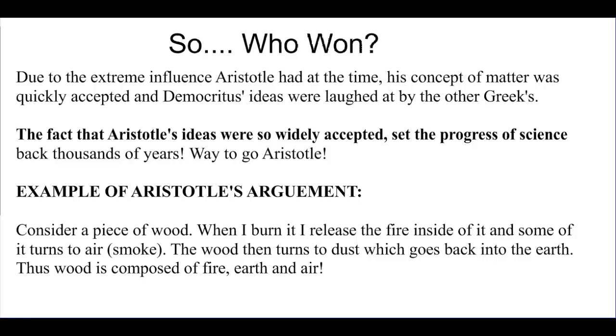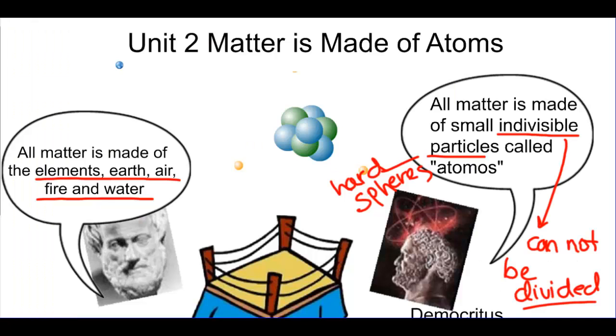And so, due to the fact that Aristotle was more widely accepted, he had a better political opinion, nobody really piggybacked off Democritus' ideas, and we went with this idea of earth, air, fire, and water. Okay, so those were his early ideas at the time.